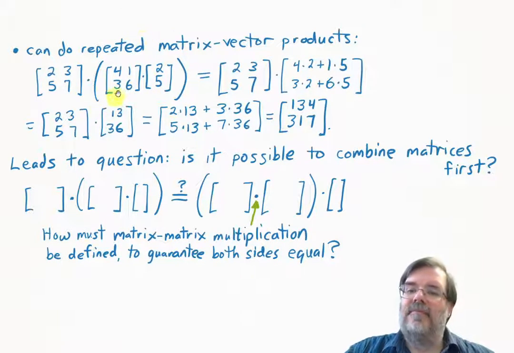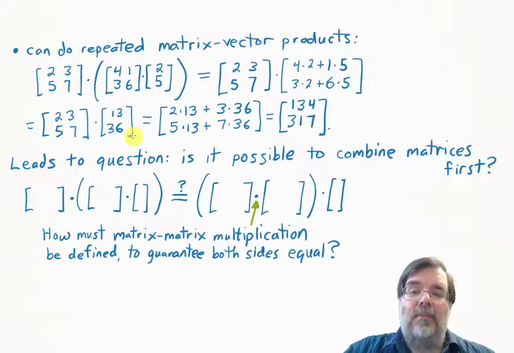and the result will be another vector. So in this case, on the inside, we have the matrix 4, 1, 3, 6 times a vector 2, 5. To calculate that, I have 4 times 2 plus 1 times 5 on the top. On the bottom, we'll have 3 times 2 plus 6 times 5. And when you calculate those out, you'll get the vector 13, 36. And that vector still needs to be multiplied by this outside matrix, 2, 3, 5, 7.